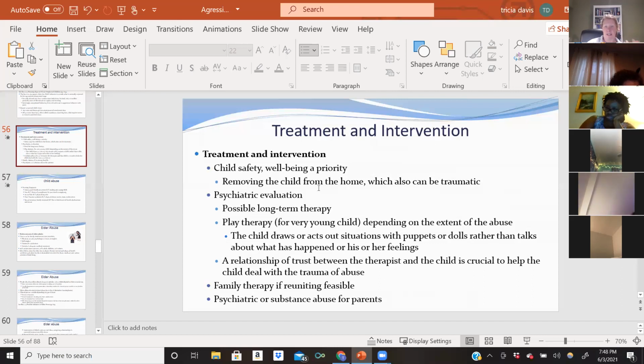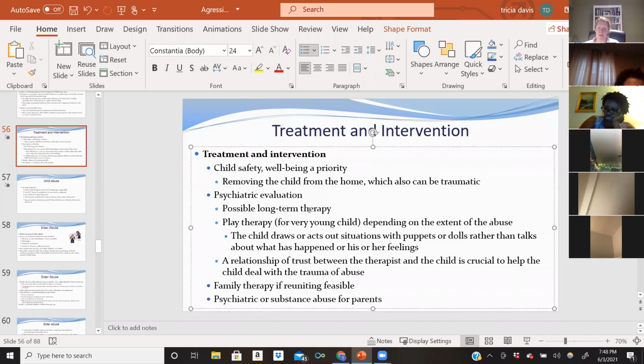Just because they're being abused, we know we're doing the right thing. They don't know that, and they don't see it that way, and they don't want to be away from their family members. So this can cause a whole other set of traumatic issues. We want to make sure that they get a psychiatric evaluation right away. Children who are abused definitely need psychiatric help, possibly even long-term therapy, depending on the extent of the abuse.